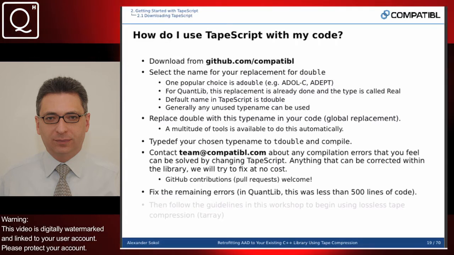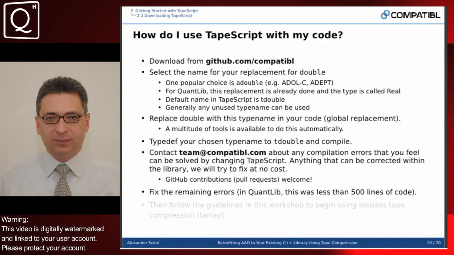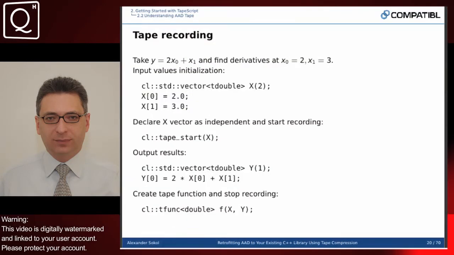Right, and then after that, like in Quant, basically the change involved about 500 lines of code, and in your library, depending on what it uses and what third-party software it uses, for example, which version of Boost, there are some other libraries that people use, so it may be less or more than that. Okay, so then the next step is to do tape recording.